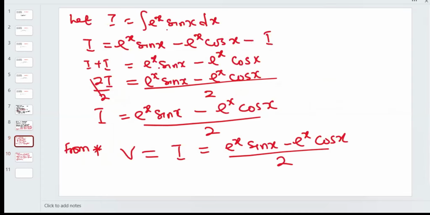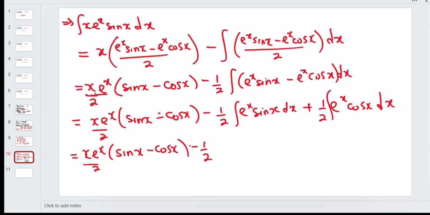That's what I was saying. We integrated this and we were able to get this. So I'm just going to pick that up and put that here so that we have exponential x, right? Sine x minus exponential x cos x over 2. So we have that for this guy. Then plus, I'm going to do my 1 over 2 here.